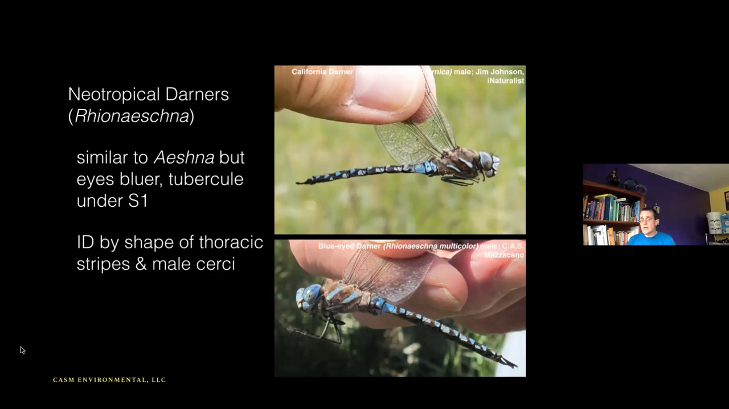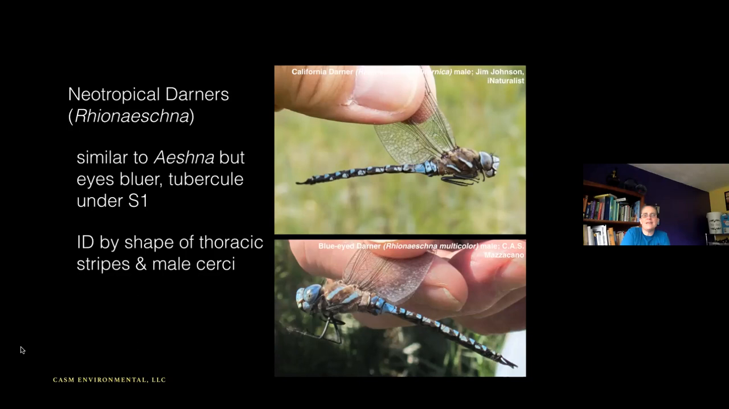And the other thing is, you can kind of see this, they have a little nubbin, a little tubercle, on the underside of their first abdominal segment. If you look at that upper picture, you can see on the second abdominal segment, there's the little nubbin that tells you that it's a male. You see those secondary genitalia. And if you look at where you might think of as the elbow of the biggest pair of legs, right above it, there's this little tiny cone-shaped nubbin. That's the tubercle that tells you you're looking at a neotropical darner.